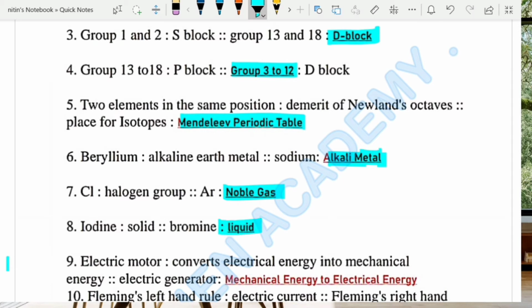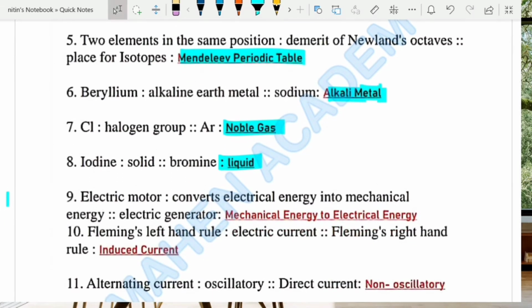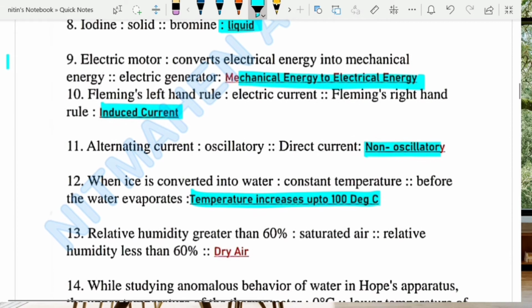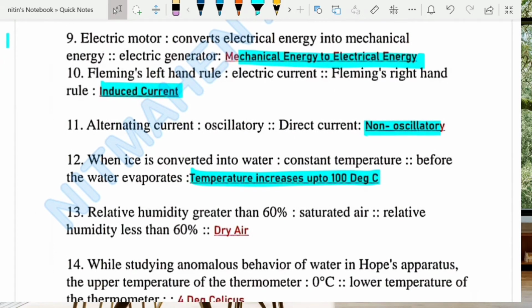Iodine is solid, bromine is liquid. An electric motor converts electrical energy to mechanical energy, and an electric generator converts mechanical energy to electrical energy, all are different. Fleming's left hand rule gives the electric current and Fleming's right hand rule the induced current. Alternating current is oscillatory and direct current is non-oscillatory. When ice is converted into water, the temperature is constant, and before the water evaporates, the temperature increases to 100 degrees Celsius. Relative humidity greater than 60% means saturated air, and relative humidity less than 60% means dry air.